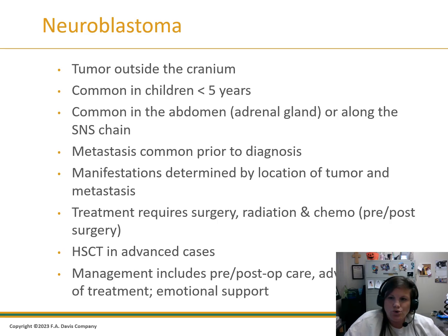So usually it's already spread elsewhere before it's found, which of course makes the management of it more difficult, as well as the manifestations much broader. But the cause of it is unknown. There is some assumption that it may have some genetic link to it. And the treatment, like the manifestations, will be based on where in the body it's occurring, the stage of the tumor, and how it responds to the different treatment options.